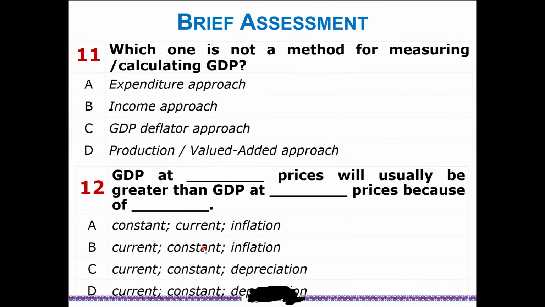20. So you can see that using constant prices, the GDP is lower because it's 20, compared to using current prices, where we got 40, right? And this is because of what? Of inflation. Current prices take into account inflation, but constant prices eliminate the effect of inflation, right? So the correct answer here would be B.